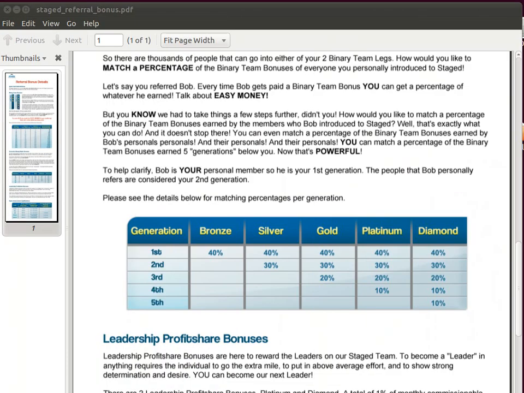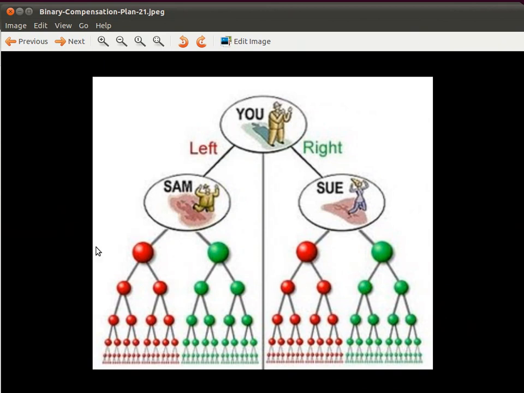Now, if you are qualified as a silver, in addition to that 40% from your first generation, you also earn 30% of the income from people on your second generation. So that's these guys. Let's say this person earns $100 from the binary, you get another $40 from them, and likewise from all these people on your second generation.